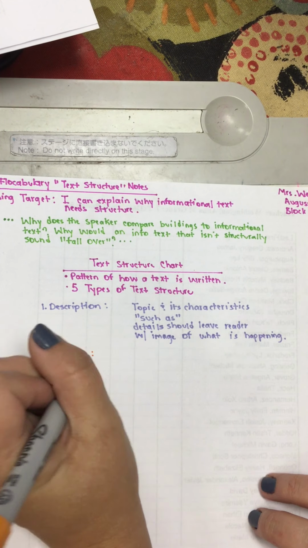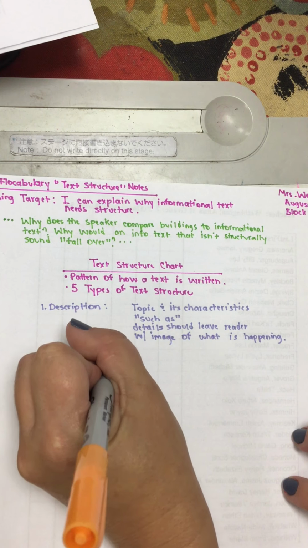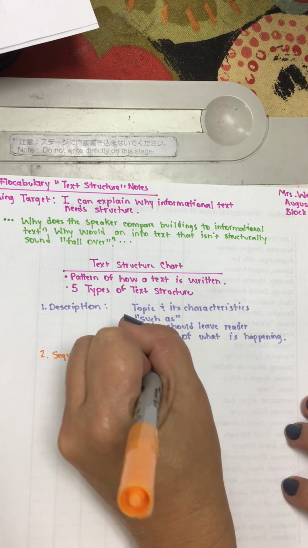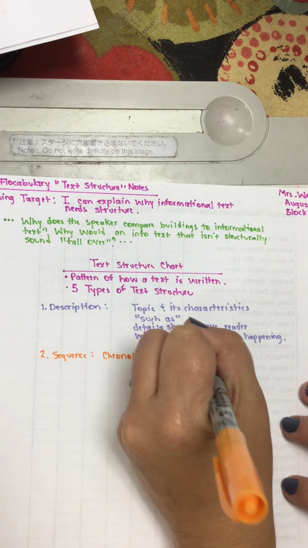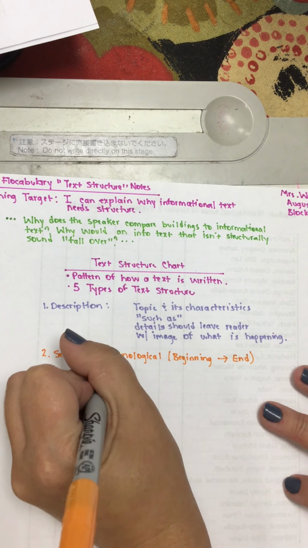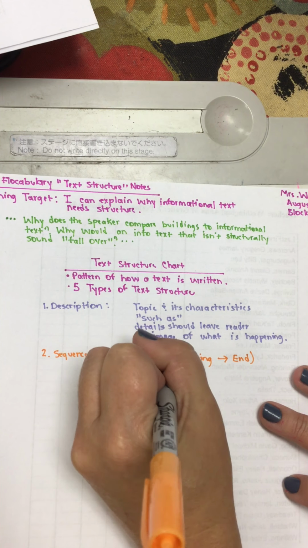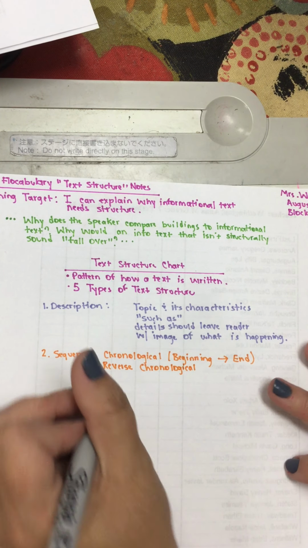The next one is sequence. There are 2 types of sequences. Well, there's probably more, but the 2 that we're worried about are chronological and reversed chronological. Chronological is from the beginning of an event to the end, whereas reversed chronological is the opposite, end to beginning.